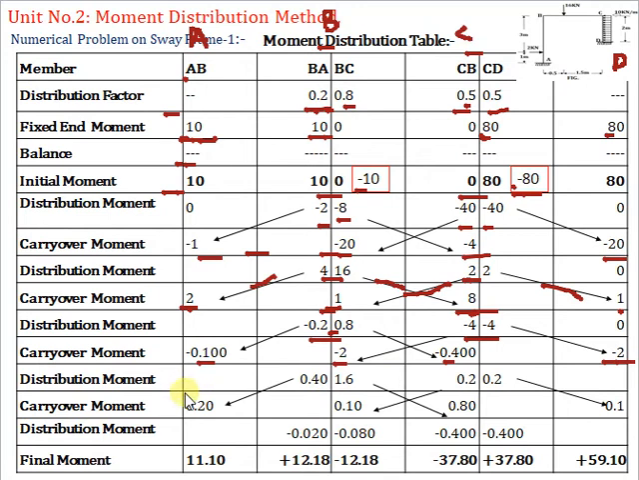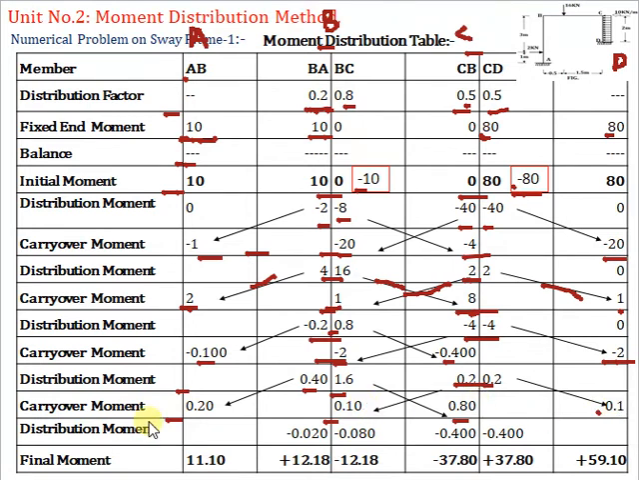Again we have to do the distribution. So here we have to apply the correcting moment plus 2 into distribution factor 0.2 becomes plus 0.4, plus 2 into 0.8 distribution factor becomes 1.6 positive. Then 0.4 into 0.5 becomes 0.2 and 0.2. Again we have to do the carry over. Half we have to carry at the far end, and we have 0.2, 0.1, 0.8 and 0.1.